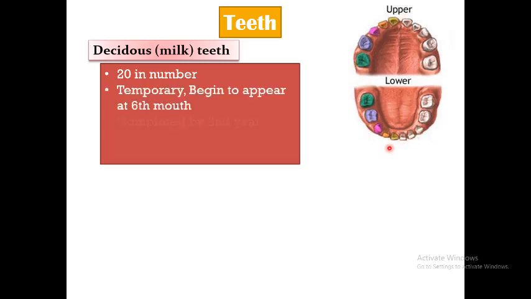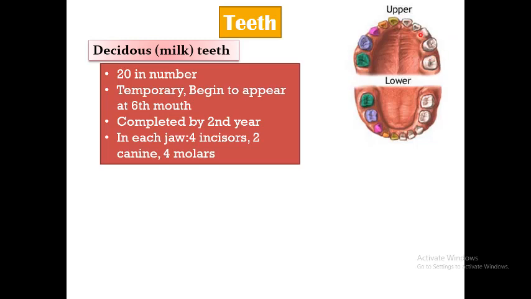They begin to erupt at the age of 6 months, and they are completed at about the age of 2 years. These teeth are temporary, and they are lost and replaced later on by the permanent teeth. About their distribution, the upper four teeth are called incisors, central and lateral incisors. Then we have two canines, one on each side of the jaw, and then four molars, two on each side. This is in each jaw.